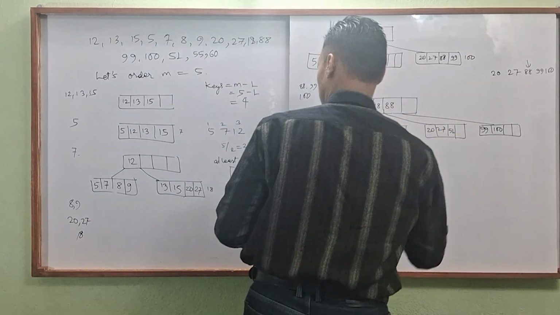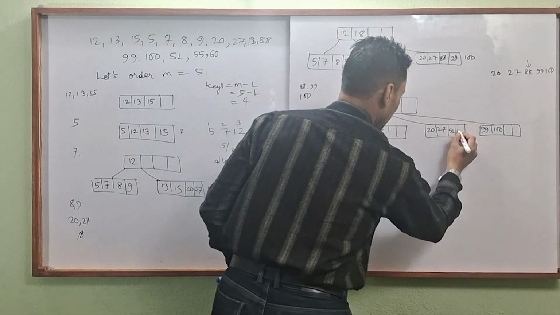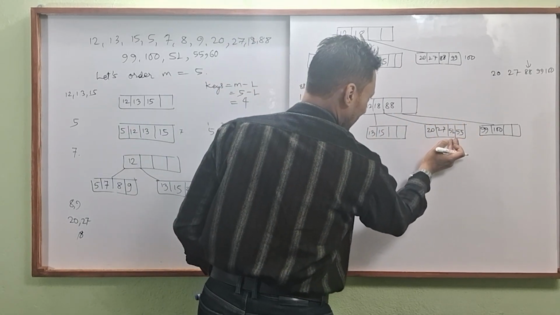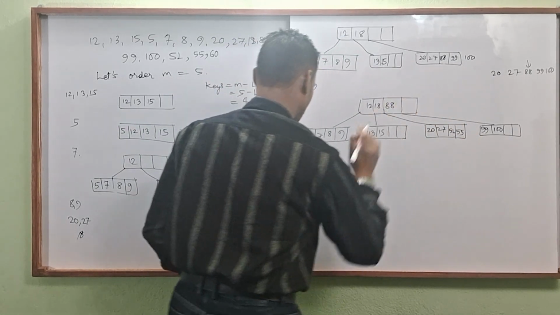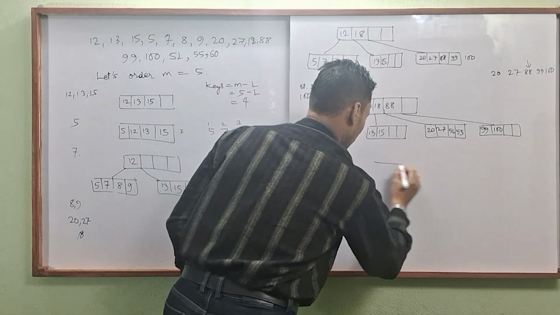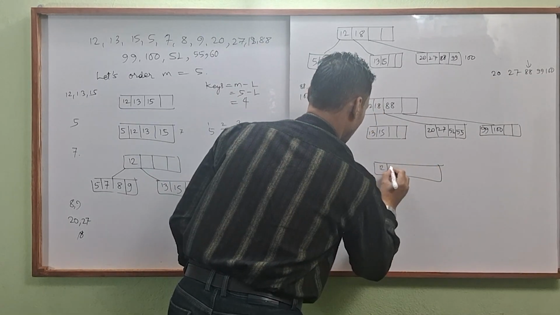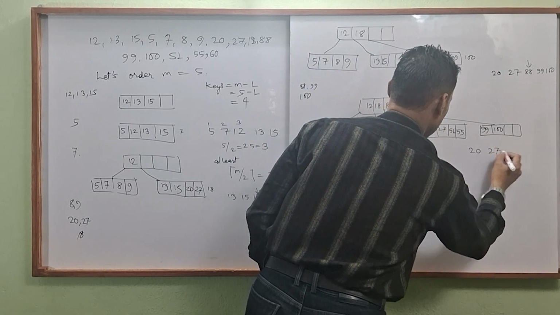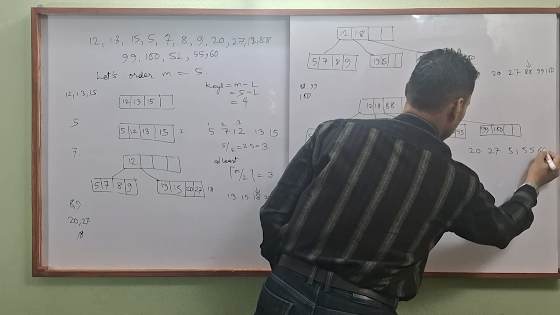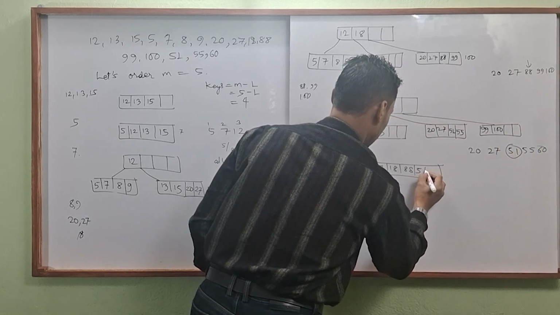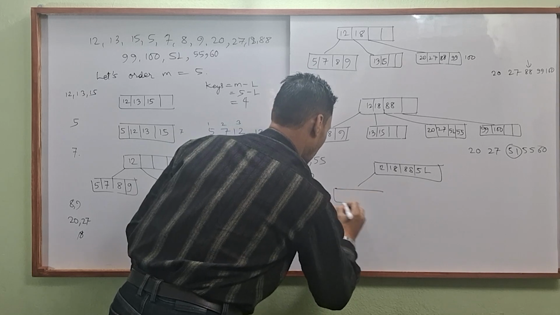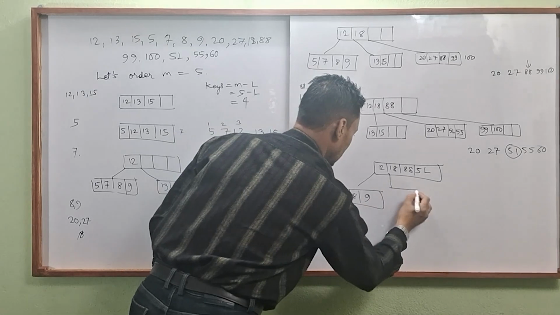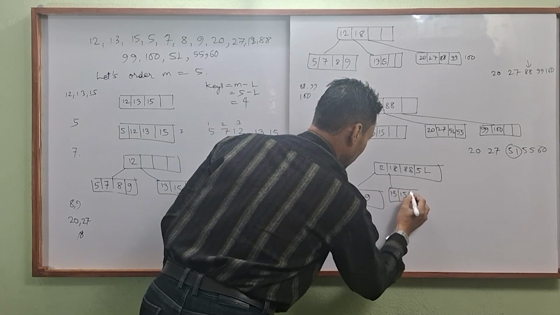Okay, now 51 goes in here, 55 again, no problem, we have this space here. Now when 60 comes, 60 will go here and this middle value will be promoted. There is still one step left. So when we take this 60, now this will happen like this: 12, 18, 88. Then the middle value here is 20, 27, 51, 55, 60. So we will be taking this, 51 will be promoted here, and this is 5, 7, 8, 9. This is 13, 15.